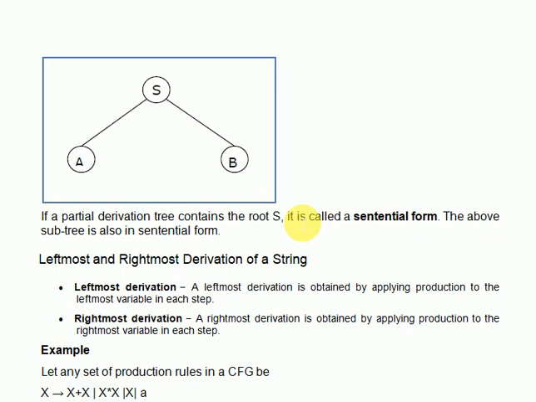If a partial derivation tree contains the root S, it is called a sentential form.